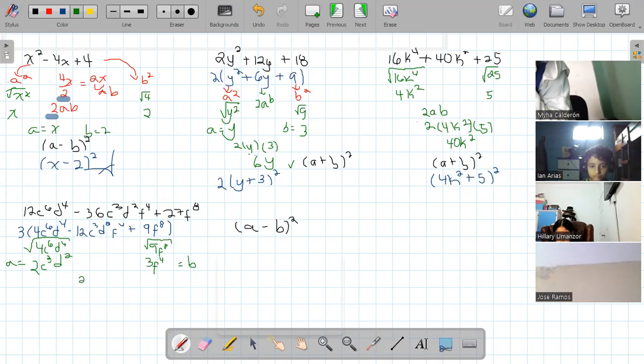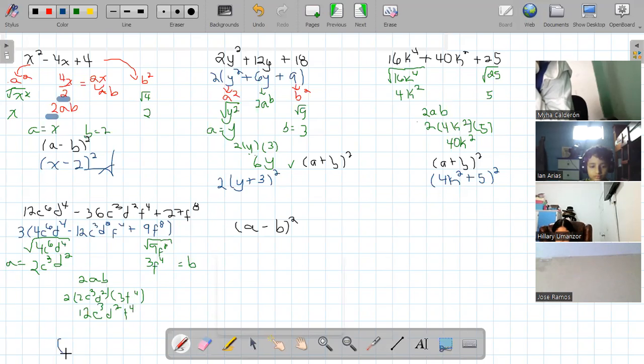This middle term should be 2 times a times b. So 2 times 2c cubed d squared times 3f to the 4th power. 2 times 2, 4. 4 times 3, 12, and I copy my variables in alphabetical order. So c cubed, d squared, and f to the 4th power. Do I have that in the middle term? Yes. So this is the formula that I'm supposed to use.